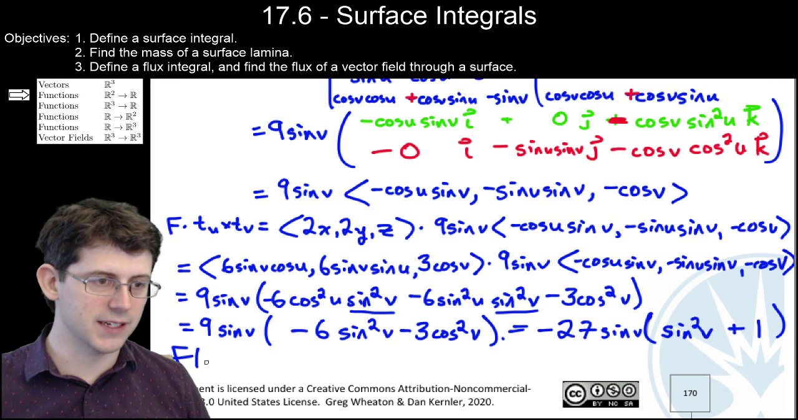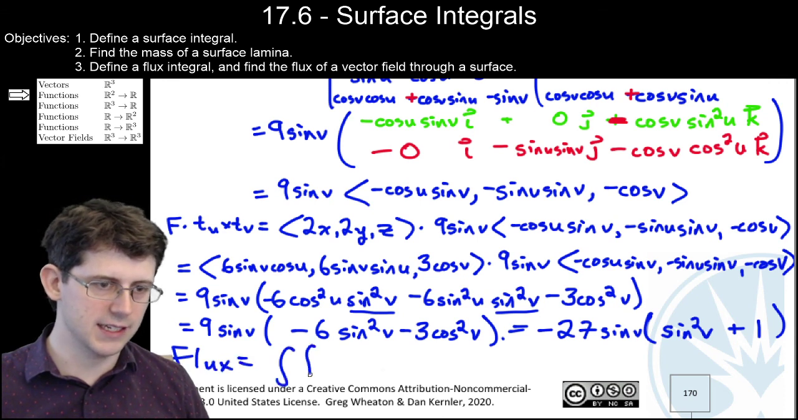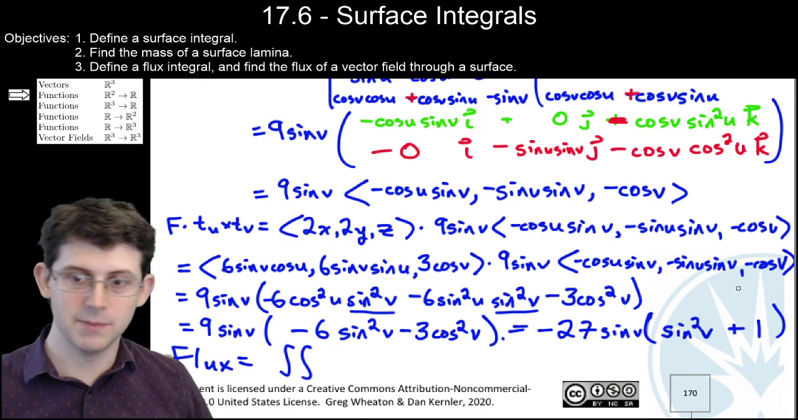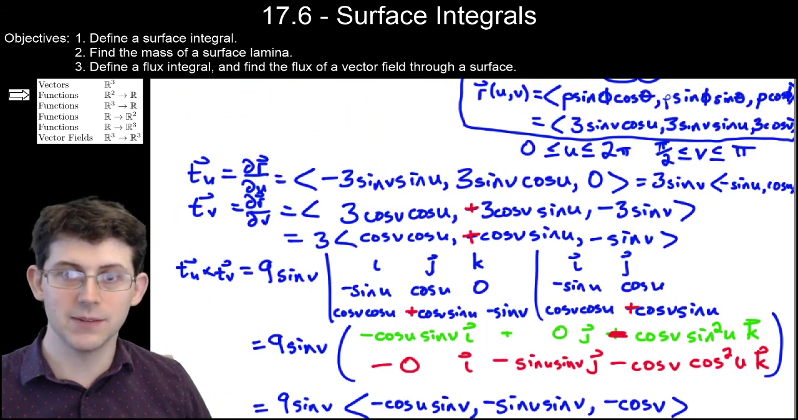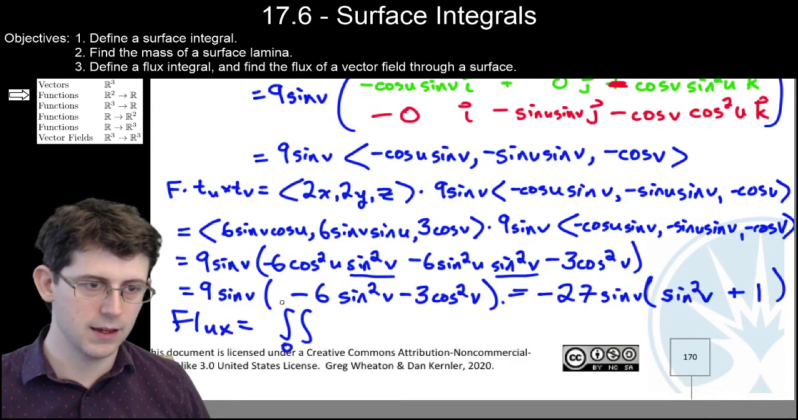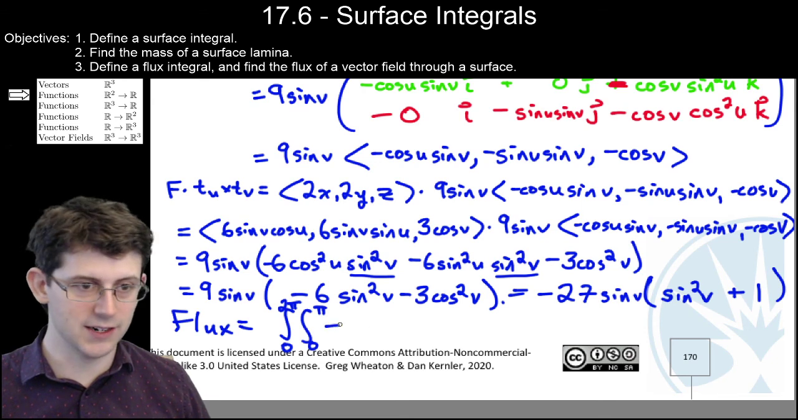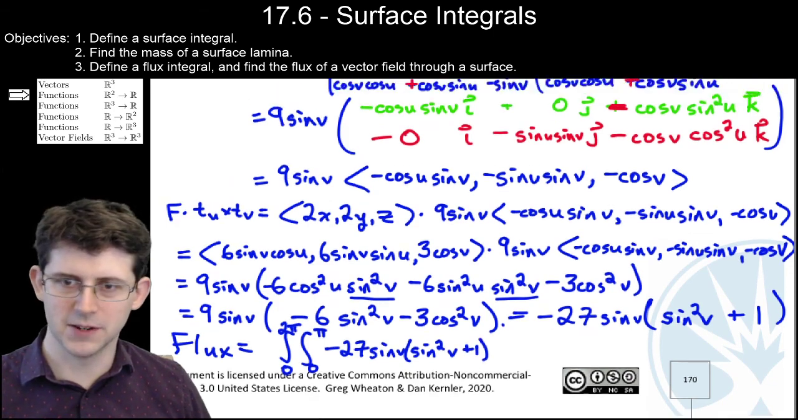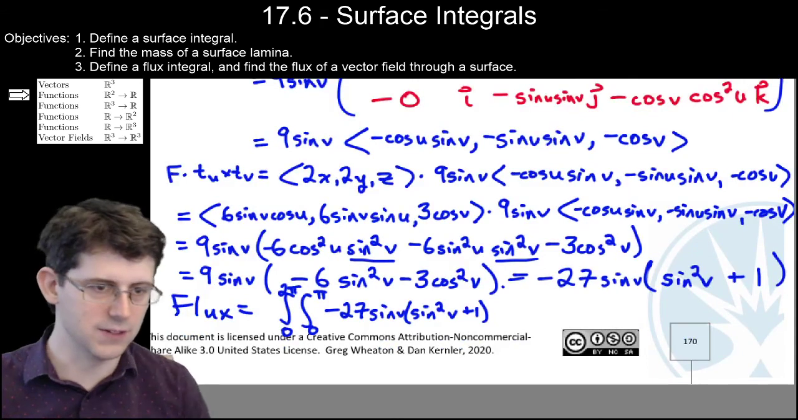So anyway, what does the flux equal? The flux is the double integral. We're in the u and v mode here, and we have our bounds for u and v where the parameterization was. So u goes from 0 to 2 pi. V goes from 0 to pi. And the thing we're actually integrating is minus 27 sine v times sine squared v plus 1. Wait, v didn't go from 0 to pi. V went from pi over 2 to pi.